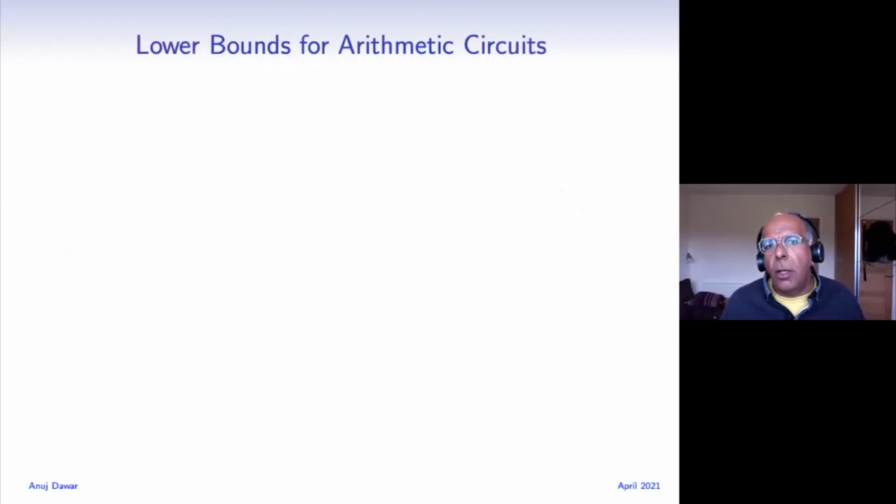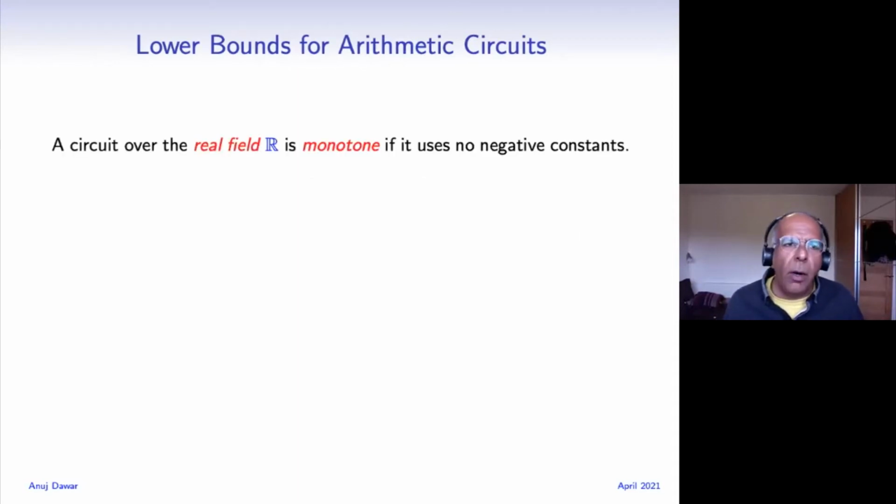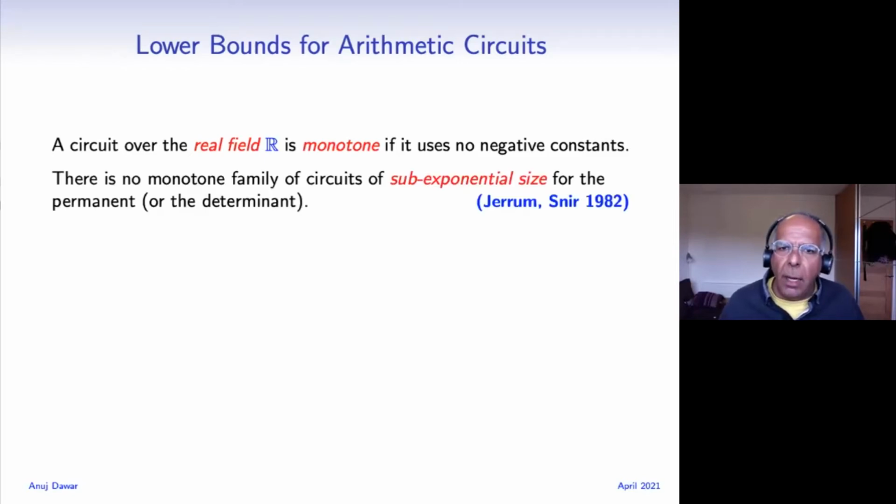Now, the conjecture remains open. There has been some progress. People have established lower bounds for arithmetic circuits for restricted models. So you put restrictions on the kinds of circuits you consider. One early result: say that a circuit specifically over the real field is monotone if all the constants you use are non-negative. And back in 1982 already, Jerrum and Snir showed that there is no monotone family of circuits of sub-exponential size for computing the permanent.